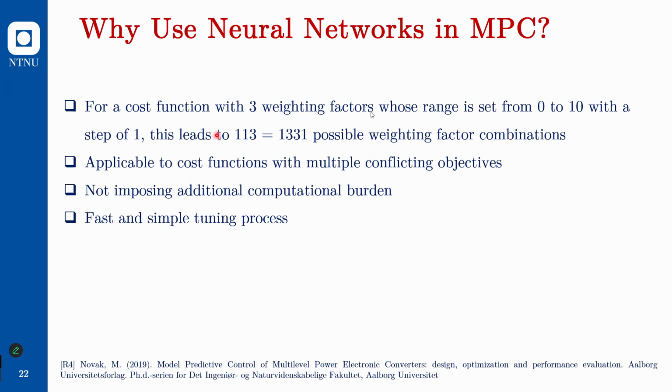because if we see here, let's consider we are solving an objective function that has three weighting factors. And the weighting factor values range from 0 to 10 with a step size of 1. So that will result in 1,331 possible combinations of weight factors. So you cannot do it on a trial and error basis.